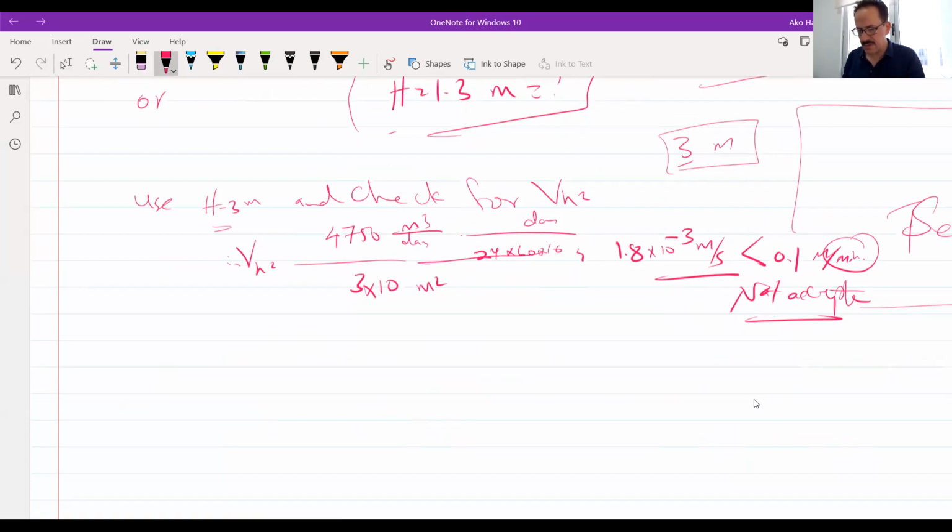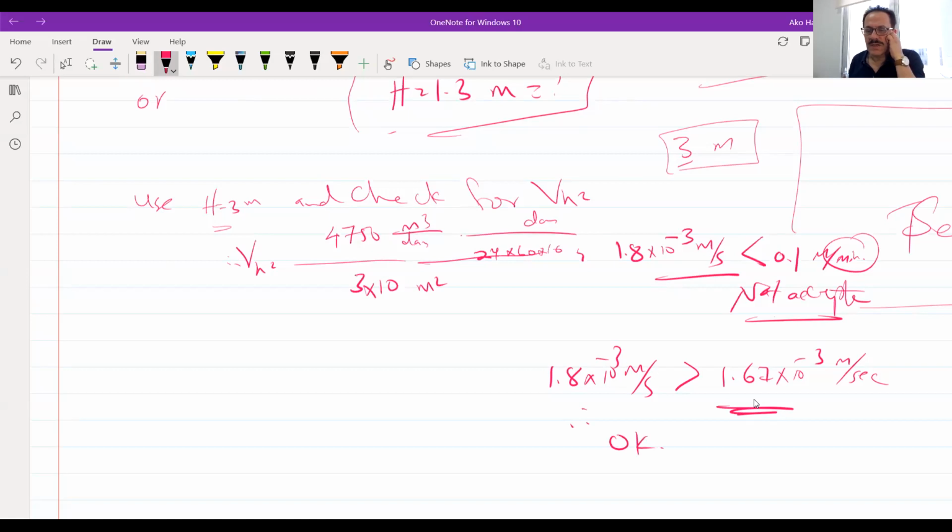0.1 divided by 16 will become 1.03, 1.67 times 10 to the power minus 3 meter per second. Yeah, it's 1.8 times 10 to the power minus 3 meter per second. It's greater than this one. Okay, the design is okay.